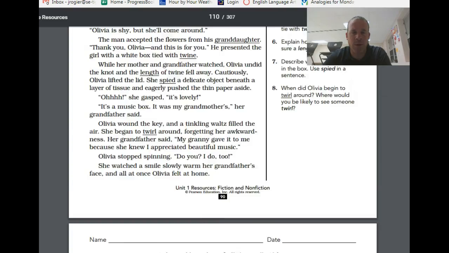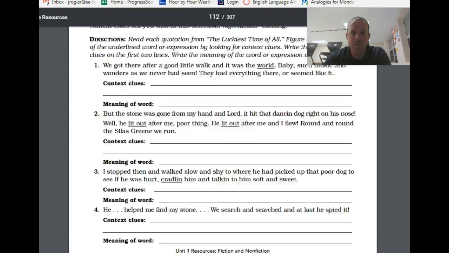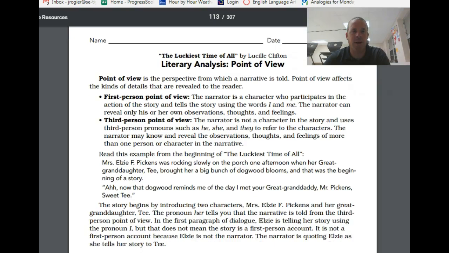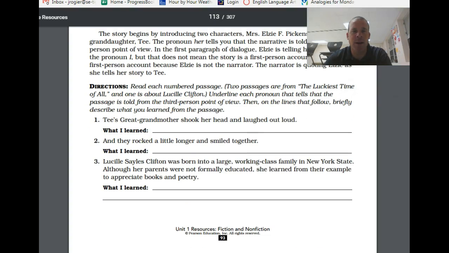Let me find my point of view paper here. And that's right here. It breaks it down at the top. It talks about your first person and your third person, what that looks like. And we've talked about all that in class. Then the directions just say you have to take the numbered passage and underline the pronouns that tell that the passage is in third person. If you remember the story we read before, you had to tell why it was in first person. This one you're telling why it's in third person.